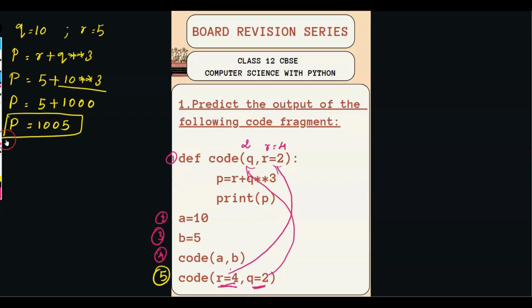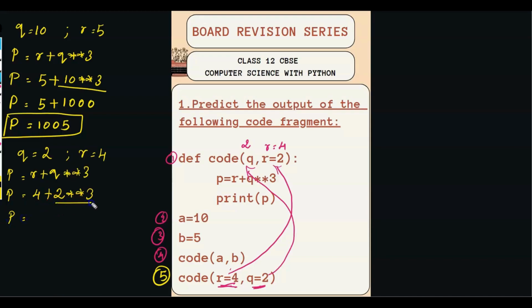Let us solve this question here now. What will be the expression for this? Now what is the value for q? Q is equal to 2 and r is equal to 4 now. Now we are writing the expression r plus q star star 3. That means the value for r is 4 plus q is 2 to the power of 3.